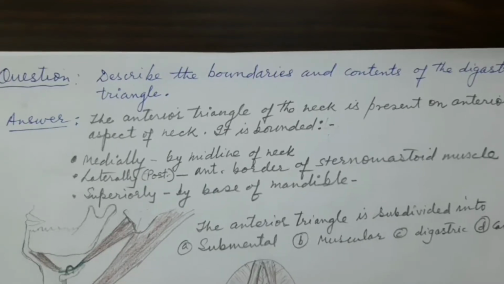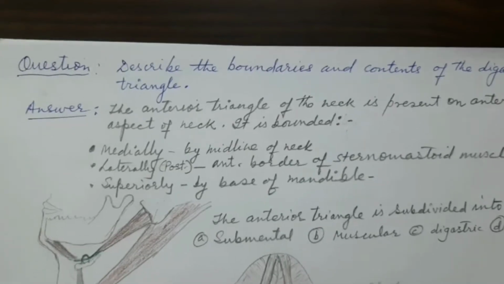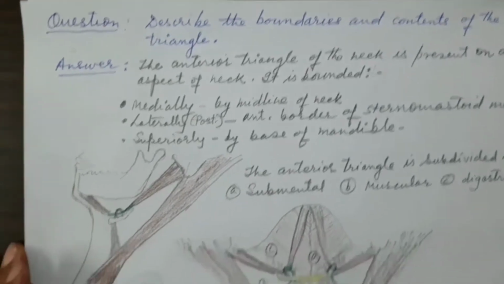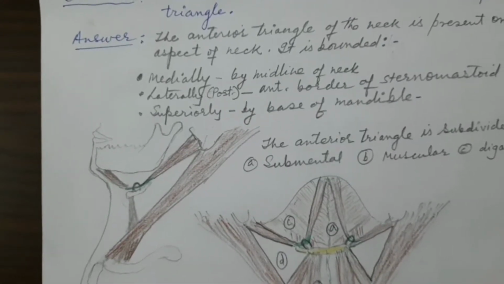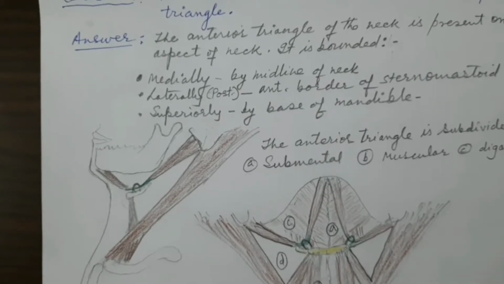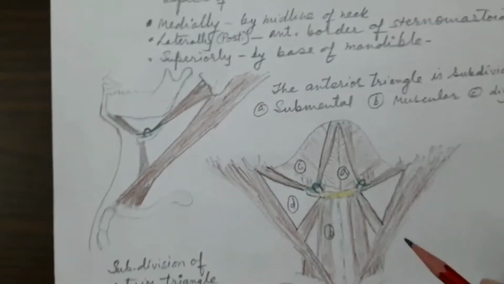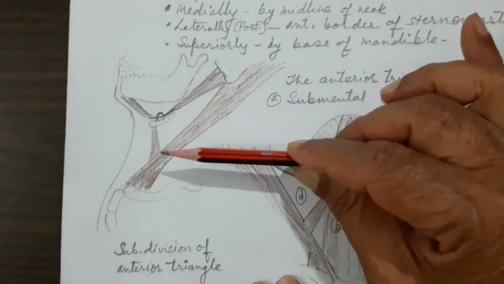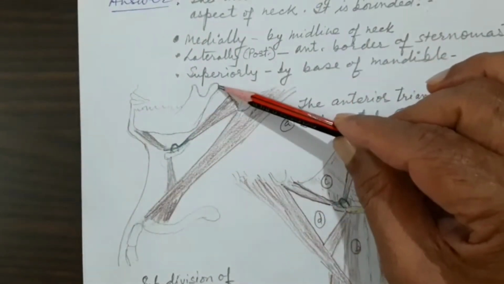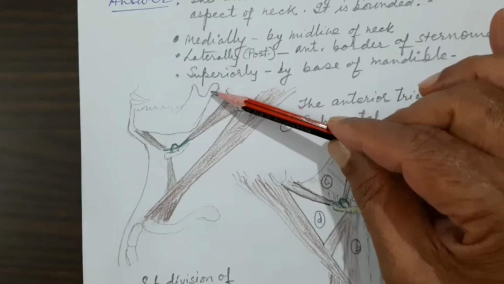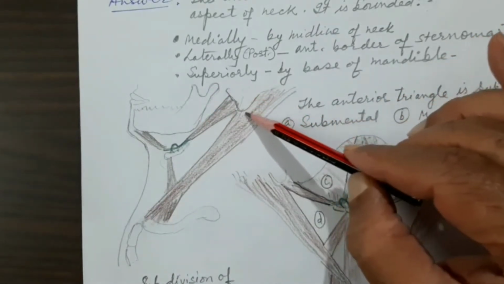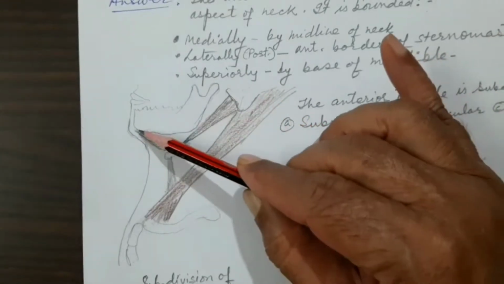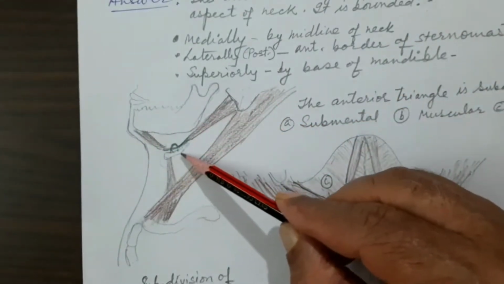First, before that, let us see what the boundaries of the anterior triangle are. Medially it is bounded in the midline by the midline of the neck. I have produced two diagrams. One is from the side. This is the mandible, this is the condylar process or the head of the mandible, the coronoid process, and this is the mastoid process. This is the base of the mandible. This is the hyoid bone.